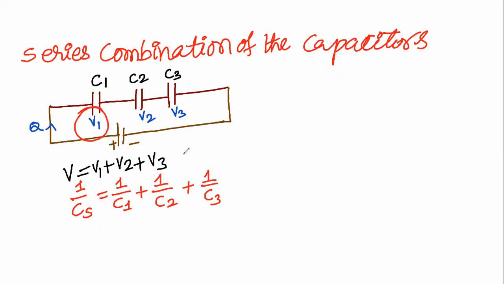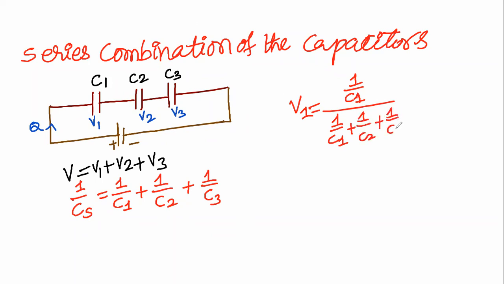If you want to calculate the potential V1, V2, V3, the shortcut formula is V1 is equal to (1 by C1) divided by (1 by C1 plus 1 by C2 plus 1 by C3) into V. Like this, V2 is equal to (1 by C2) divided by (1 by C1 plus 1 by C2 plus 1 by C3) into V. V3 is equal to (1 by C3) divided by (1 by C1 plus 1 by C2 plus 1 by C3) into V. Like this we may write. This is the series combination of the capacitors.